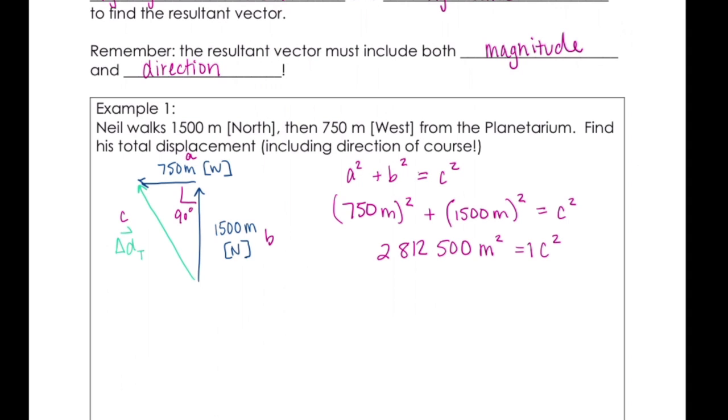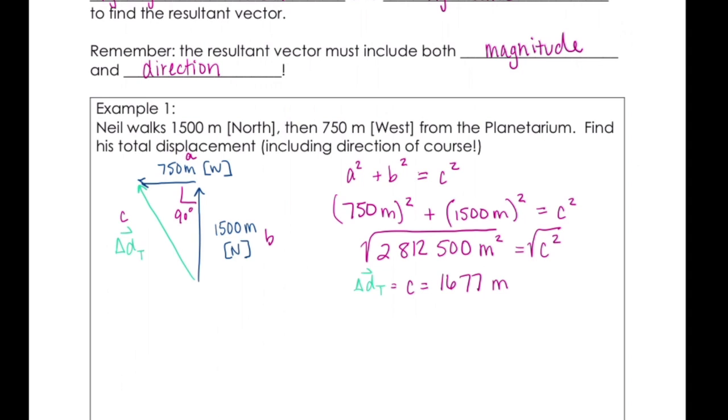equals c squared. Take the square root of both sides, and we should get c to equal 1,677 meters. I rounded there. So this is our delta D, our total displacement.